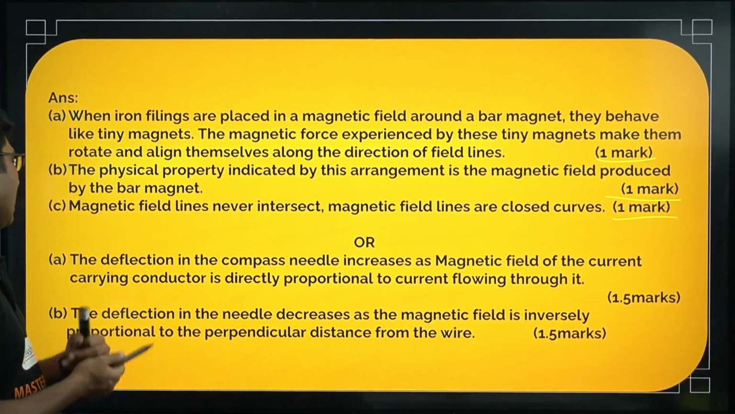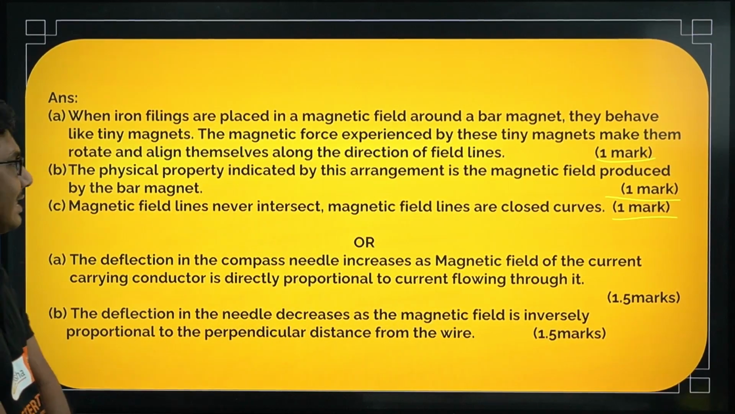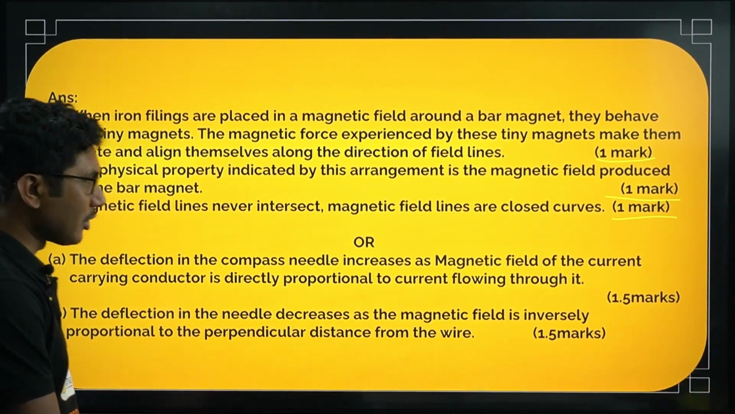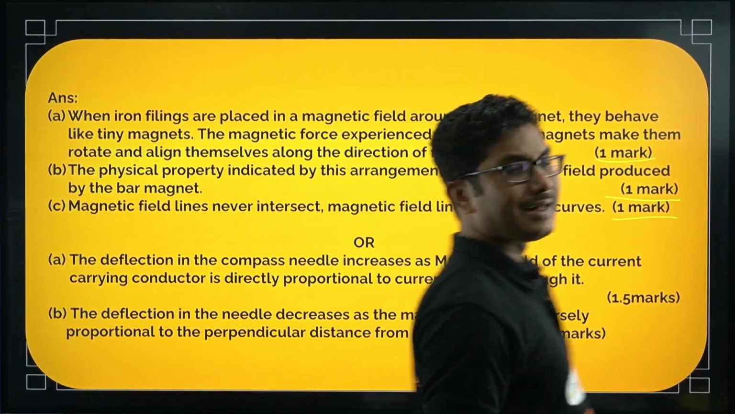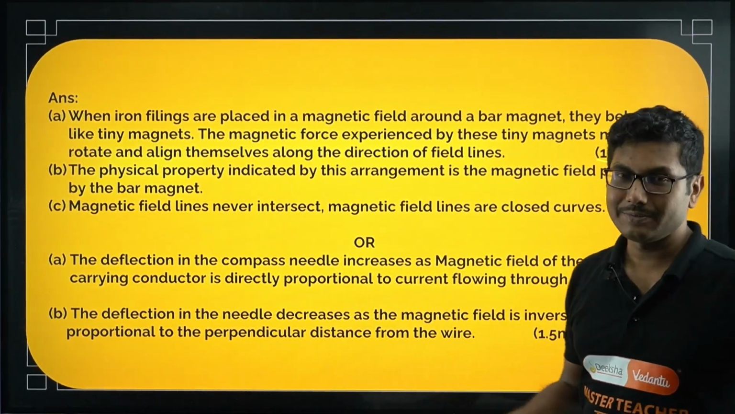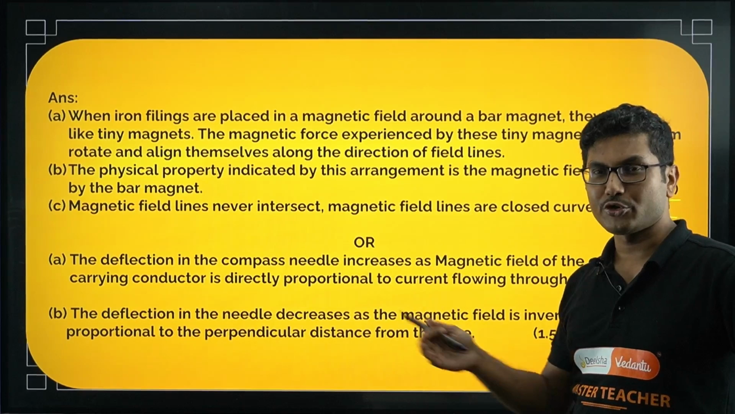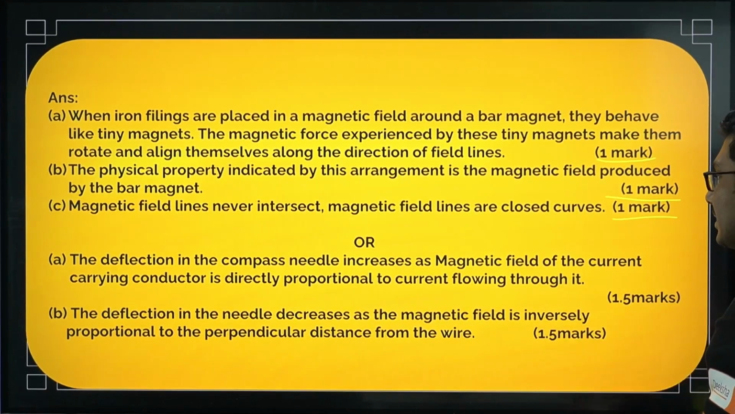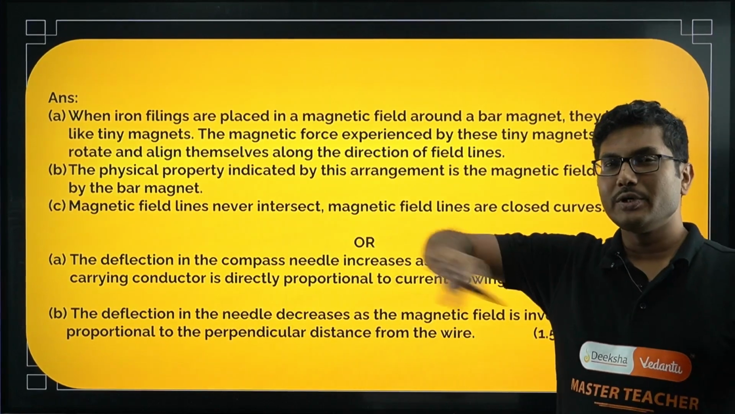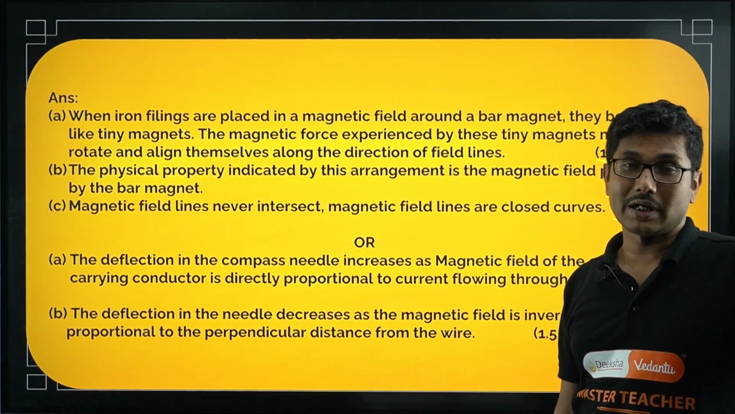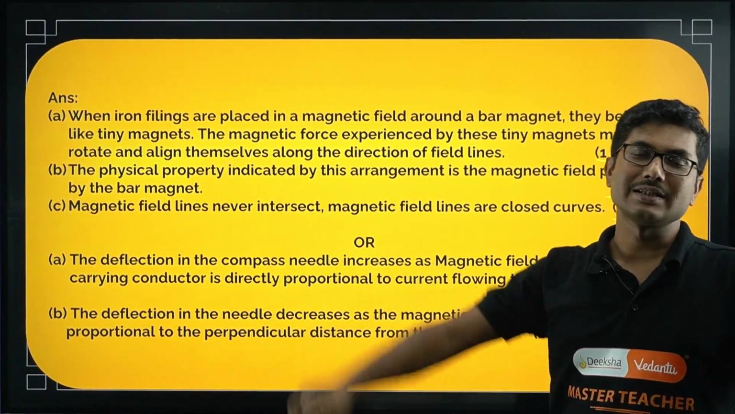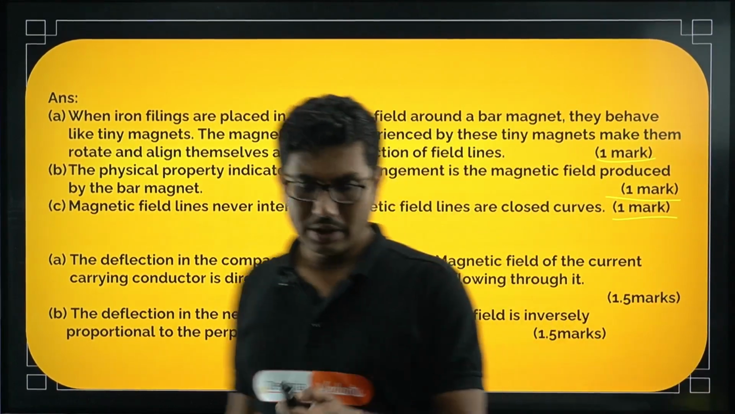Next, our question. The deflection in the compass needle increases as the magnetic field produced by the current carrying conductor is directly proportional to the current flowing through it. So if you increase the current, the deflection will definitely increase because deflection is directly proportional to the current, right? Next, the deflection of the needle decreases as the magnetic field is inversely proportional to the perpendicular distance from the wire. So as you move the needle away from the conductor, the deflection will decrease because it is inversely proportional to the distance. As the distance increases, the deflection also decreases.